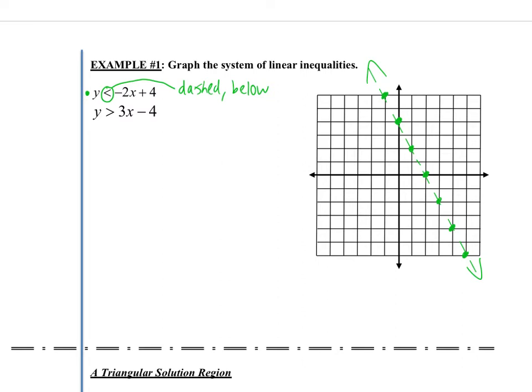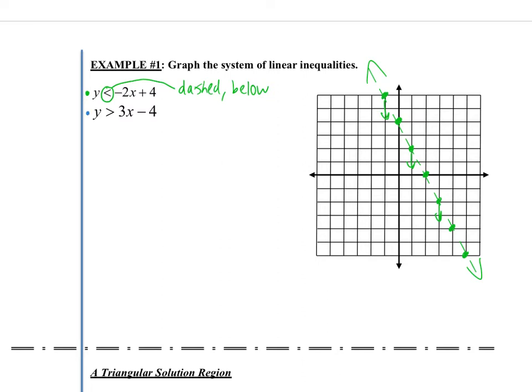Now, when we're graphing multiple inequalities, don't actually shade right away. I'm going to draw some arrows. We're shading below, so I'm just going to draw some arrows to help us know which way to shade, okay? So we have a general idea which way we're going to shade, but we need to see where they overlap. We're not going to shade everything, we're just going to shade where they overlap, okay?